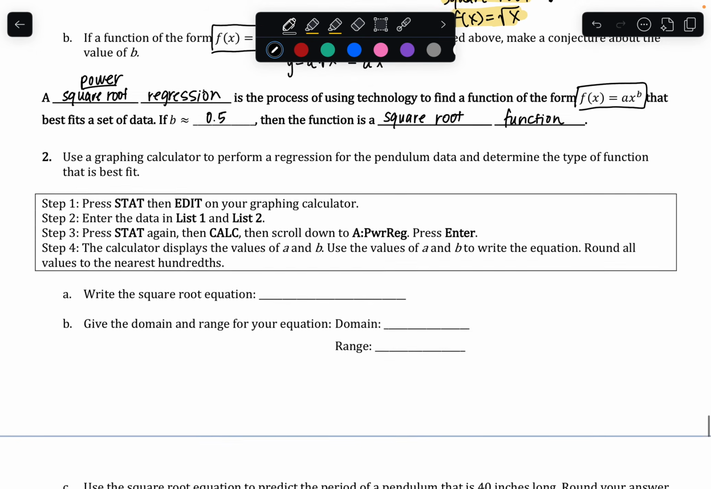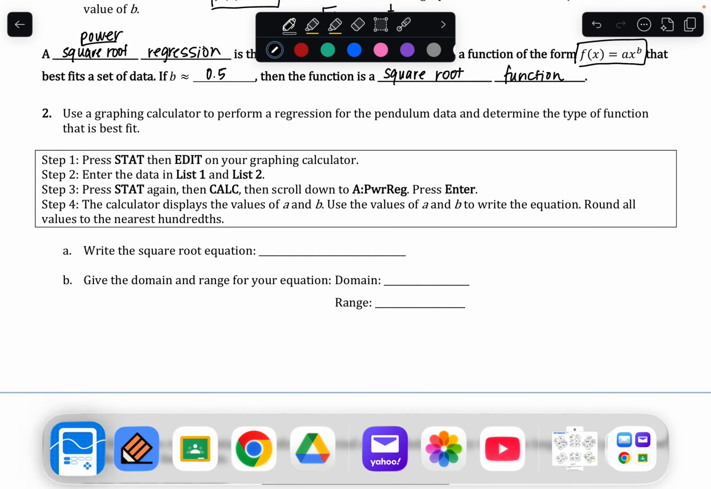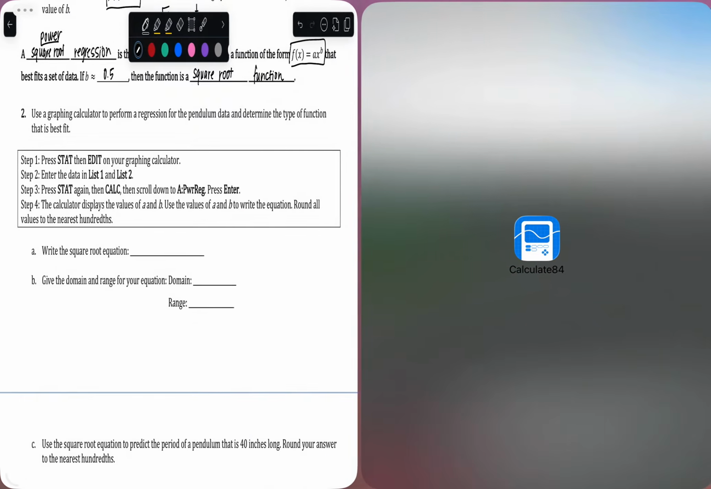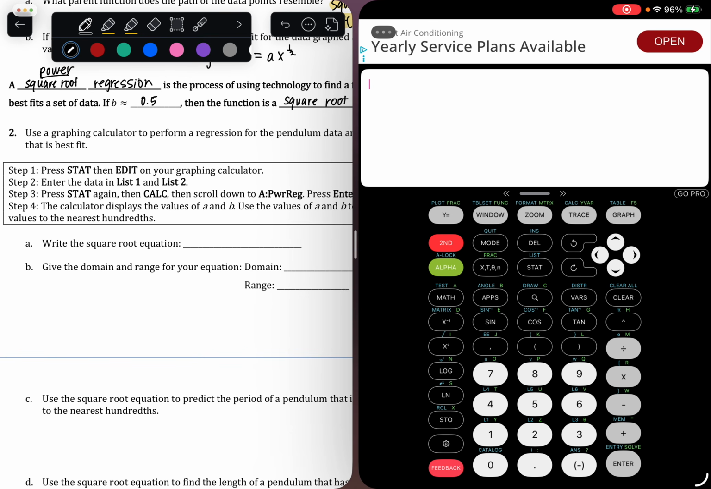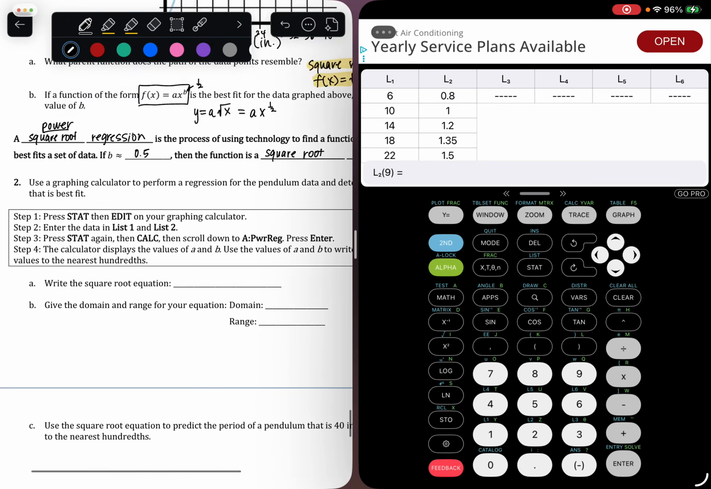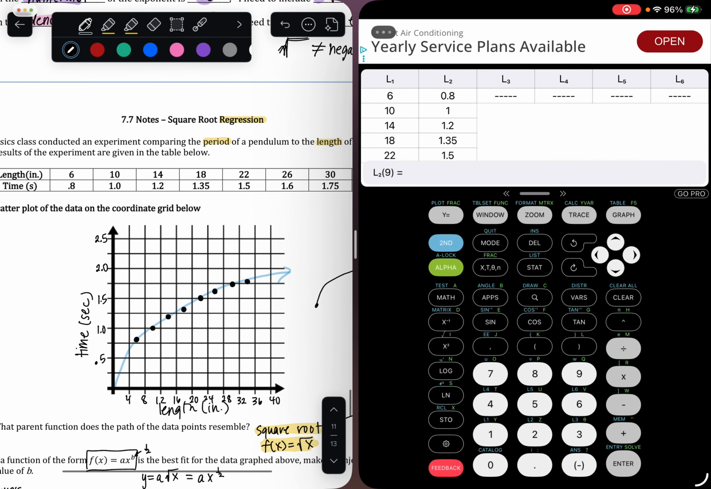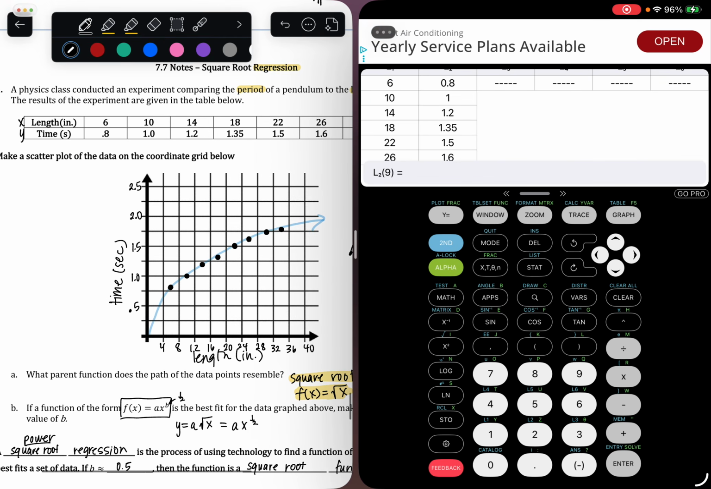Using our TI-84s, we are going to follow these steps. This online version of the calculator is similar to yours: same buttons, same process. The first step is to press stat, and then the first option is edit. You are going to have an L1 and an L2 column. You type your x values in L1 and your y values in L2. I've already done that for this table. The x's are 6, 10, 14, 18, all typed in L1, and the y values, 0.8, 1, 1.2, are all typed in the L2 column.